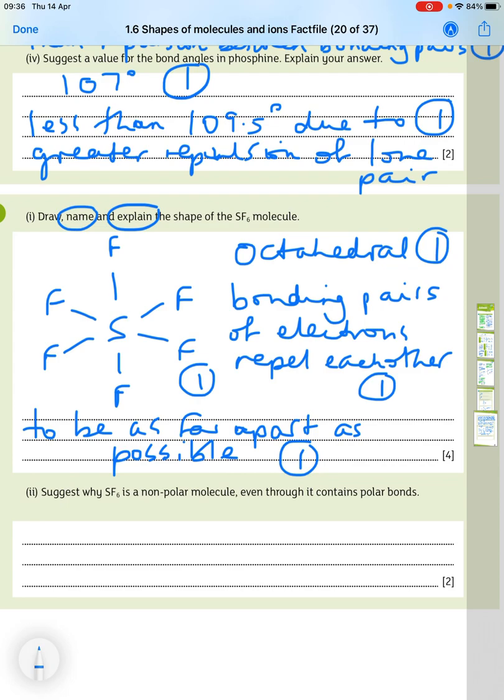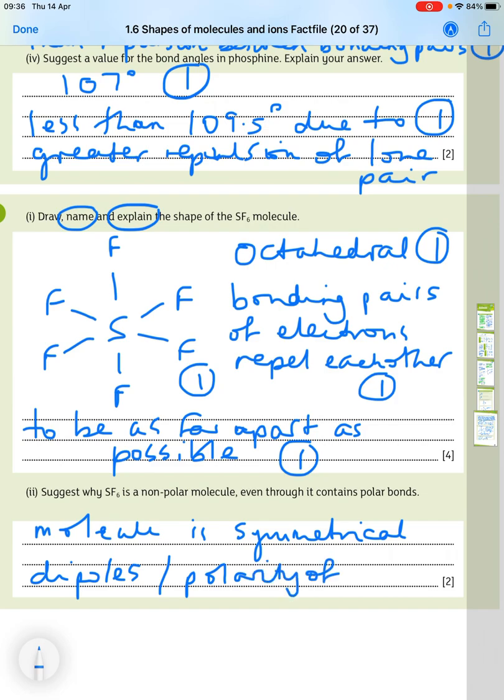Finally, suggest why SF6 is a non-polar molecule even though it contains polar bonds. So the reason for that is because the molecule is symmetrical. And because it's symmetrical, the dipoles, or you could say the polarity of the bonds, they cancel each other. So 1 mark for saying that.